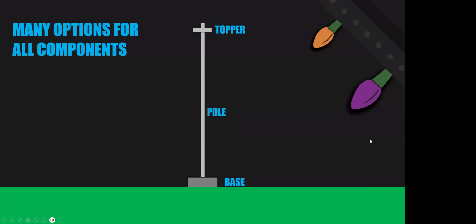Most trees also have a topper. You're not just hooking directly to the pole. There's some type of topper that goes on there. Some of these are made yourself. Some of these you can purchase from different people.